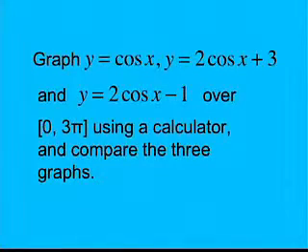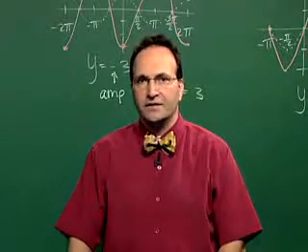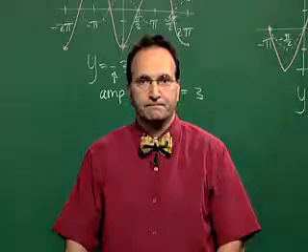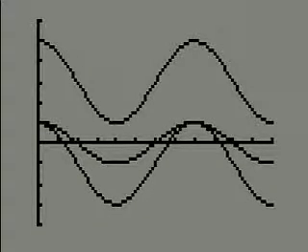So let's jump right into the calculator, and we'll take a look at these three equations and their graphs. So we have cosine x, 2 cosine x plus 3, 2 cosine x minus 1, and when I hit the graph key, they will be drawn in that order, which is to say, here we have cosine x, next we'll have 2 cosine x plus 3, and then 2 cosine x minus 1. Looking at the graphs, what's happened?